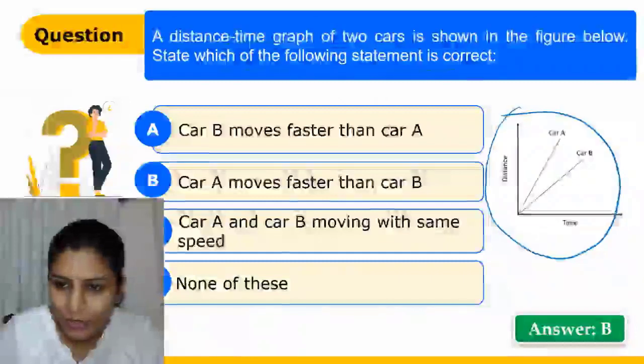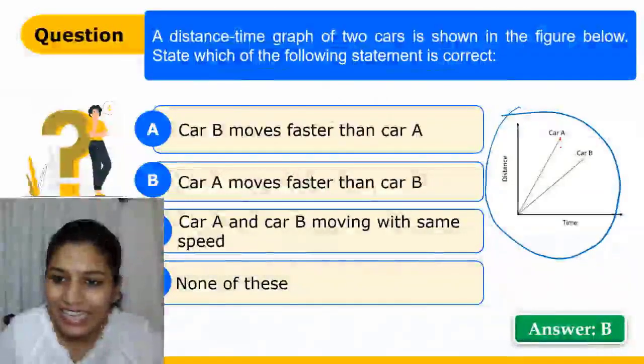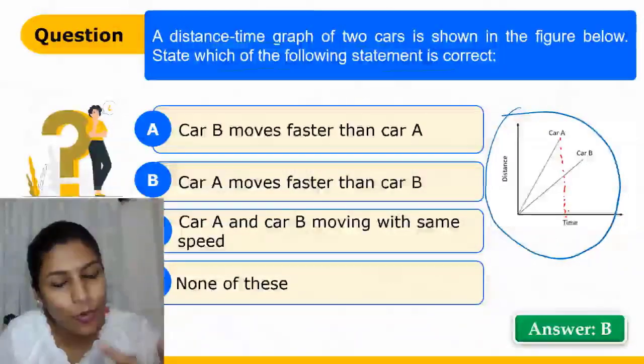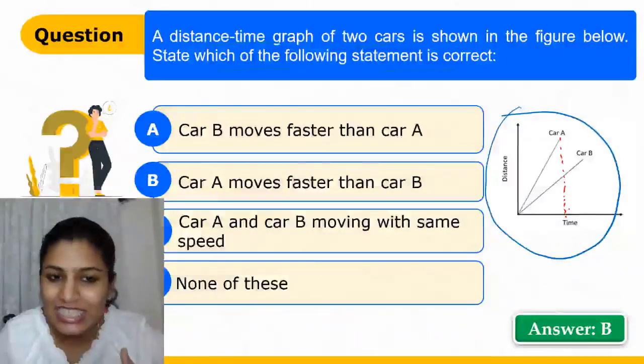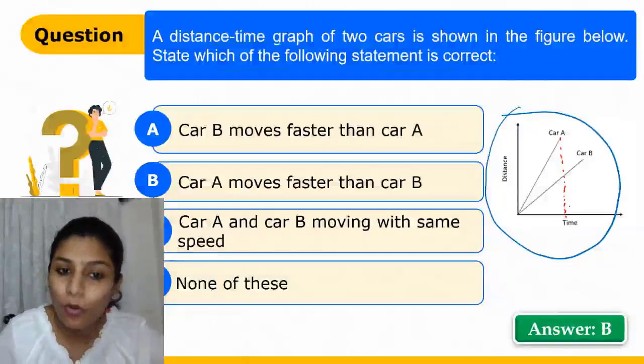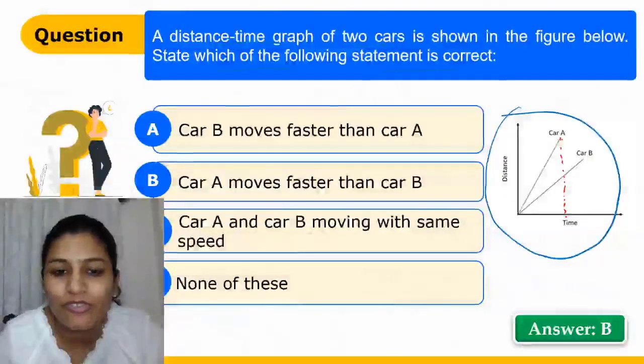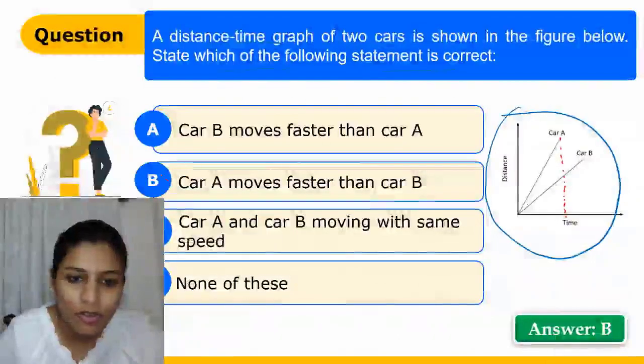As according to this question, as you can see, in case of car A, this vertical length is more, so that means that the distance traveled by car A will always be more, and because of which you can see that the speed of car A will always be more than the speed of car B.